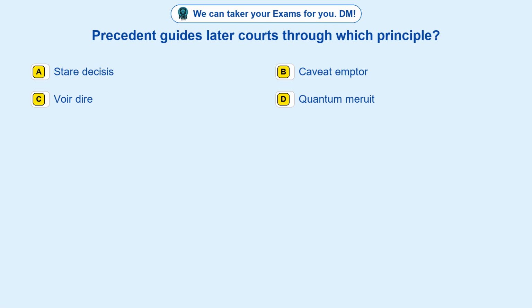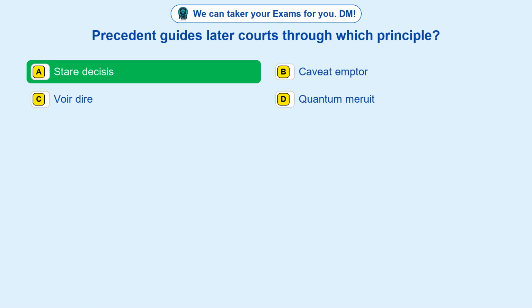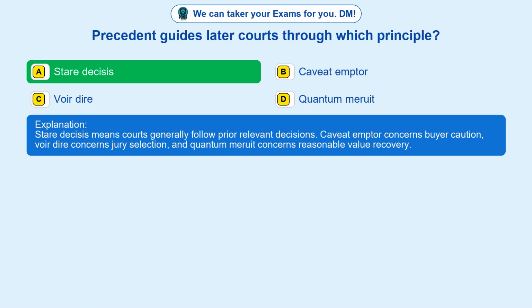Question 25. Precedent guides later courts through which principle? Option A, stare decisis. Option B, caveat emptor. Option C, voir dire. Option D, quantum meruit. The correct answer is option A. Stare decisis. Stare decisis means courts generally follow prior relevant decisions. Caveat emptor concerns buyer caution, voir dire concerns jury selection, and quantum meruit concerns reasonable value recovery.